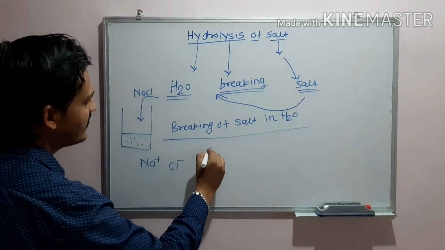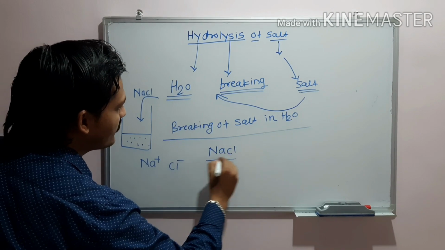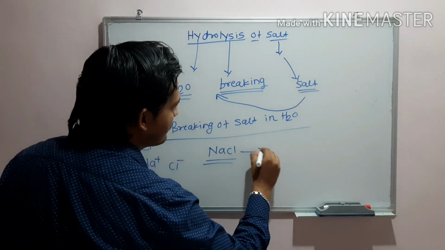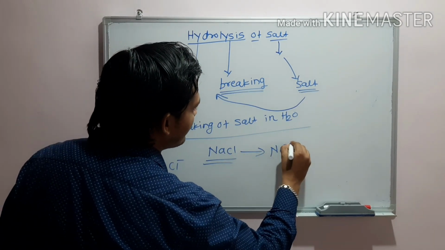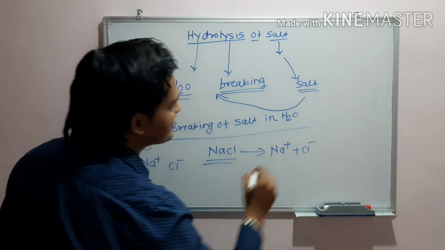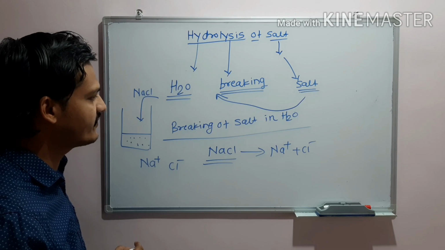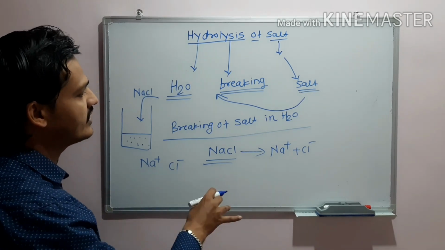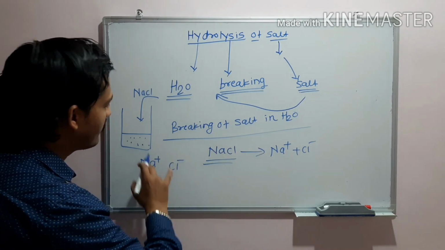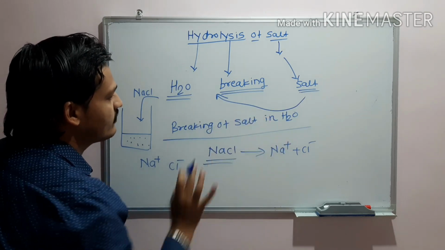NaCl is the molecule. If it is added in water, it will convert into its ionic form, that is Na plus and Cl minus. That is breaking of salt. Breaking of salt is possible only when the salt is dissolved in water.